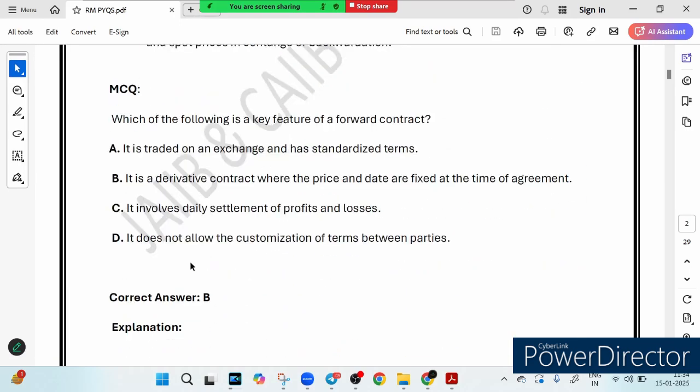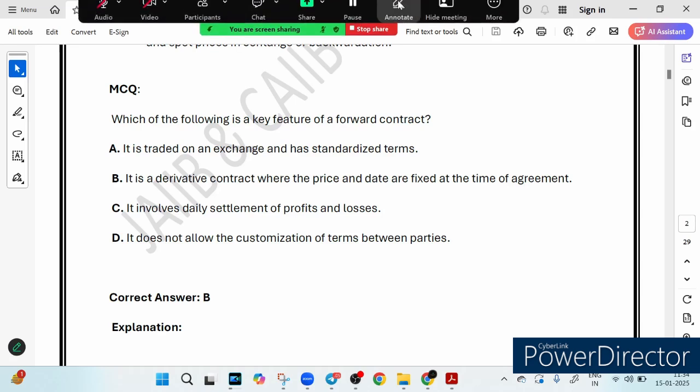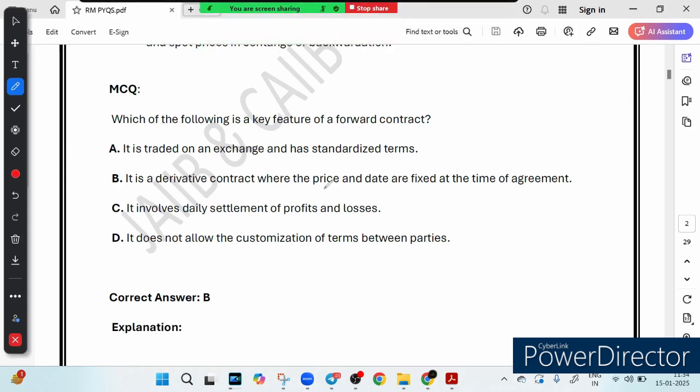Which of the following is a key feature of a forward contract? Very good question. Option A says that it is traded on exchange and has standardized terms. Option B says that it is a derivative contract where the price and date are fixed at the time of agreement. Option C says it involves daily settlement of profit and loss. Option D says it does not allow the customization of terms between parties. So the correct answer is option B.